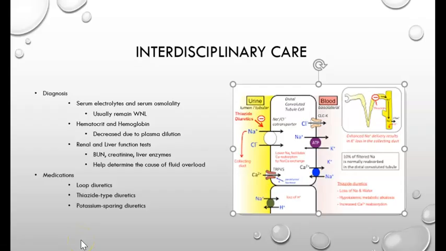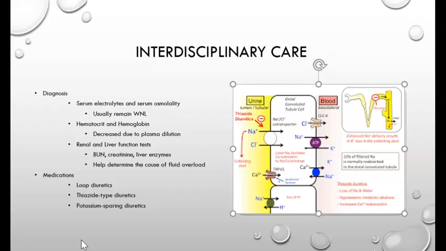So what are the main goals of correcting fluid volume excess? We want prevention of those at risk, treatment of the manifestations, and correcting any underlying causes. You're going to be looking at your labs, your electrolytes, your serum osmolality. You're going to be keeping an eye on the H&H, and that's going to be decreased because of dilution. And renal and liver enzymes may also give a good indicator of what the cause of this might be.